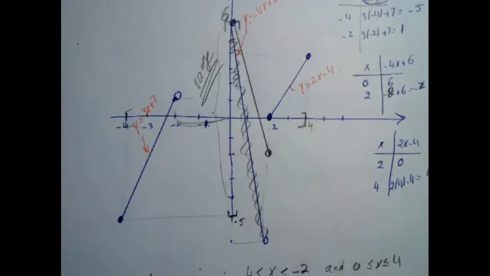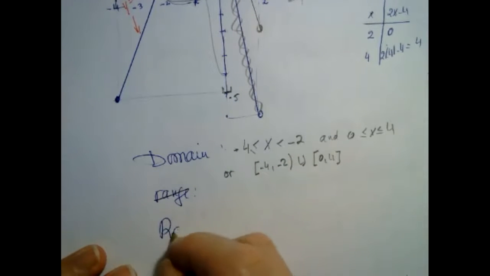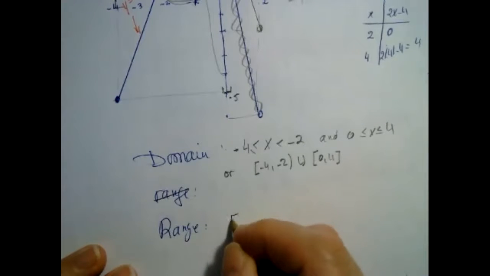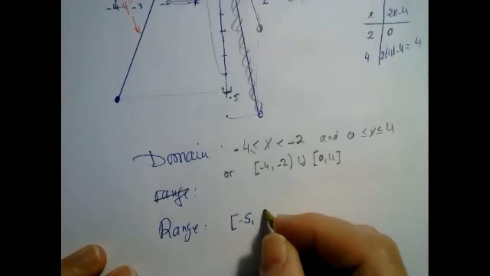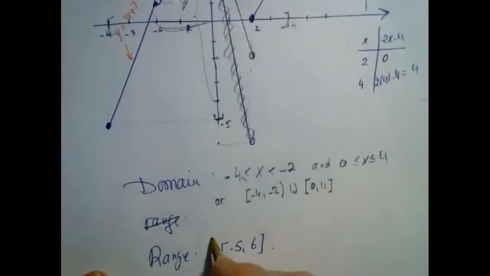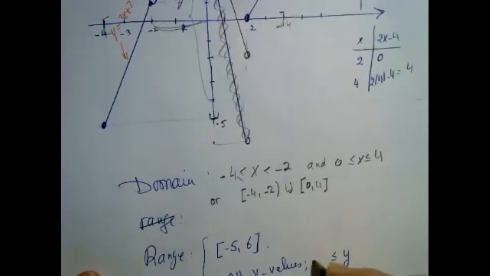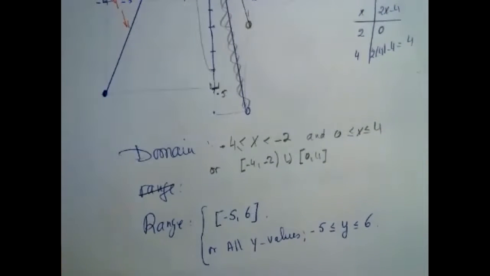Okay, so the range are all the y values. So the range is the interval -5 all the way to 6, and both of them are included. That's interval notation. Another way you can write the range is all y values where y is between -5 and 6. You can write either notation, the one that you're more comfortable with, either is accepted.